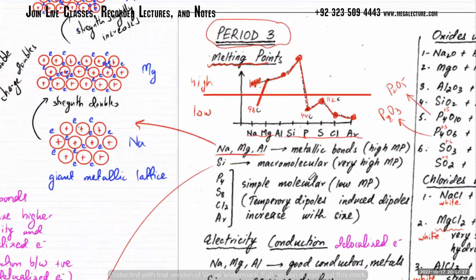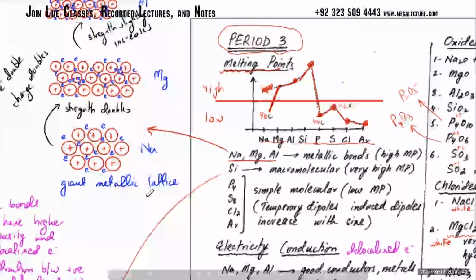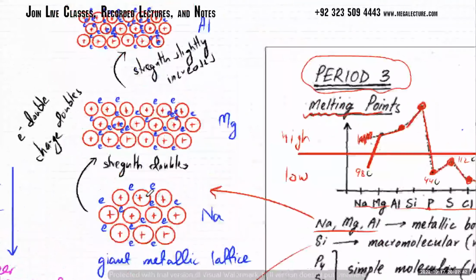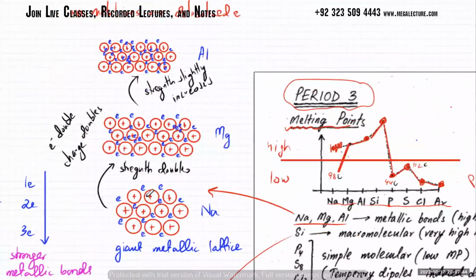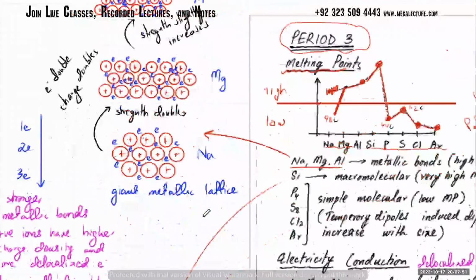So the first question is, we'll talk in detail about the first 3, sodium, magnesium, aluminum. They're all metals. They've got metallic bonds, so they're supposed to have high melting points. So what is a metallic bond really? It's a bunch of positive metal ions in a sea of free moving electrons. That's what a giant metallic lattice is.